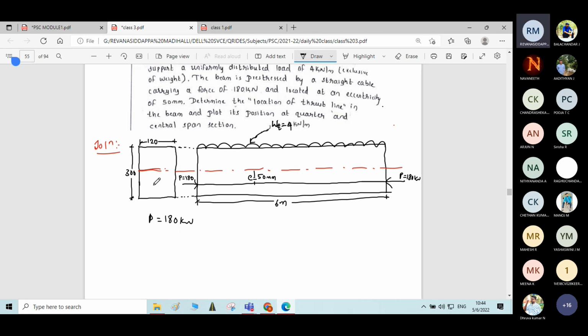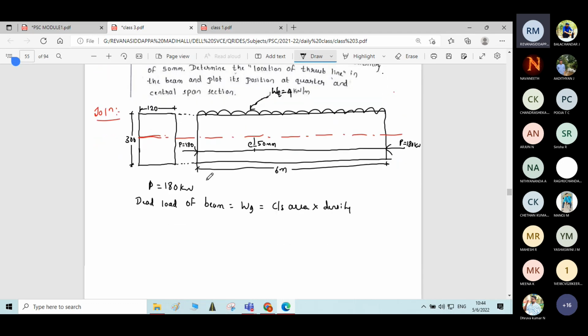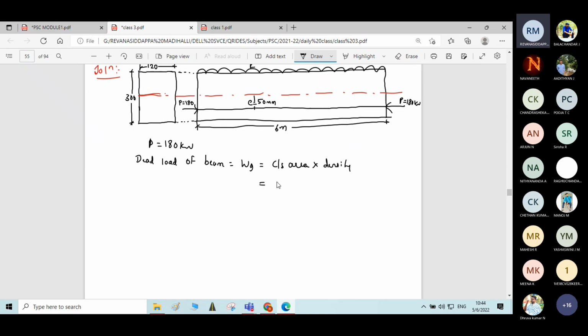From the cross-sectional area given, you can get the self weight, the dead load of the beam, you can calculate. Dead load of beam is equal to WG. What is the dead load? Cross-sectional area multiplied by density. Cross-sectional area is given as 120 by 300, in terms of meters square, it is 0.12 into 0.3, into density 24, standard value. Answer is 0.864 kilonewton per meter.